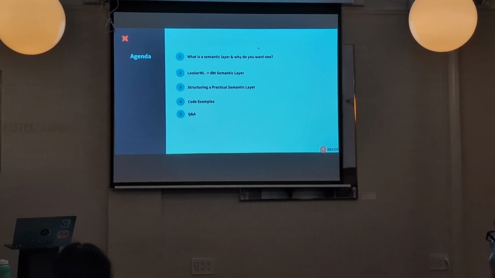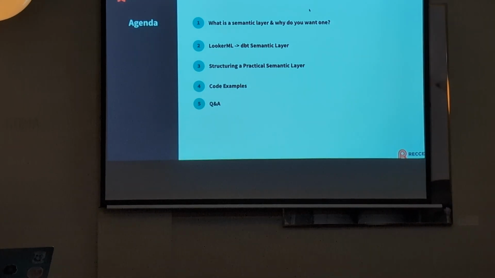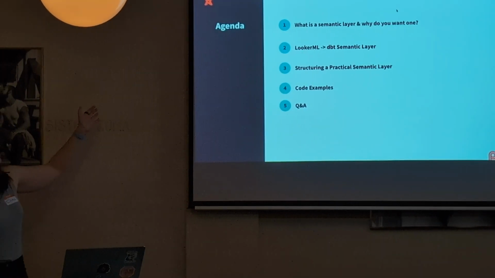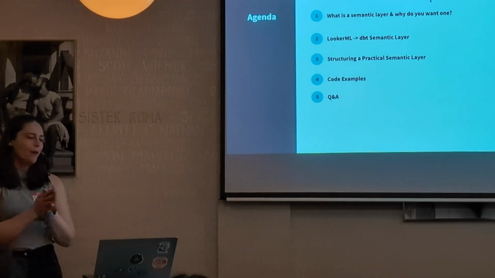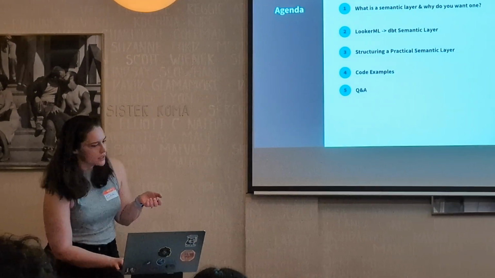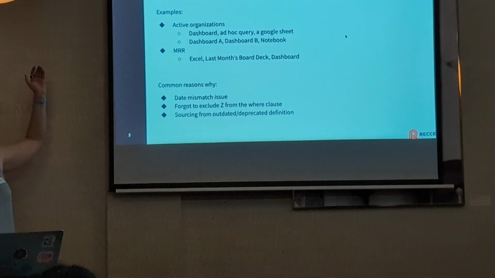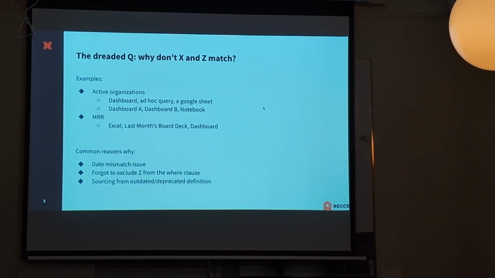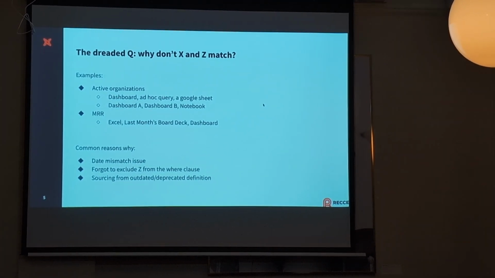So what is a semantic layer and why do you want one? Curious how many of us in this room have had the question, why don't the active users in this dashboard match? Oh no, it's not up there. It didn't switch. All right, the dreaded question. Not why isn't AirPlay working? It's like, why don't these numbers match, right?